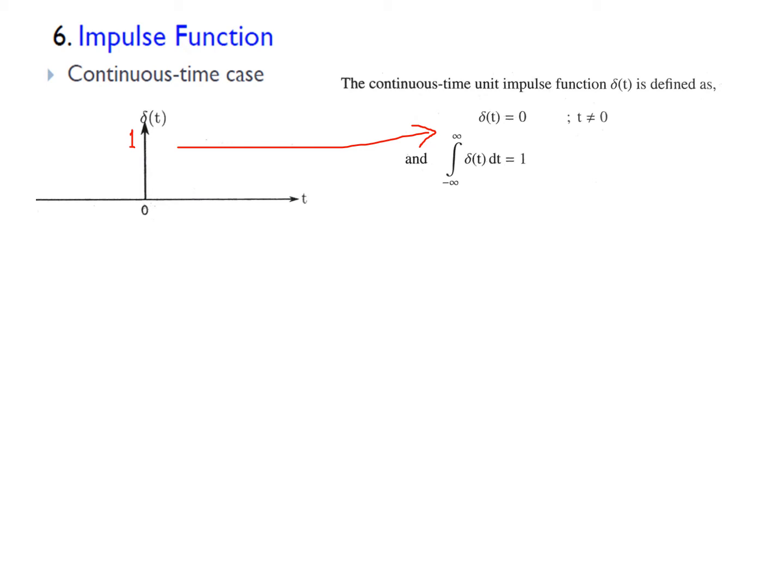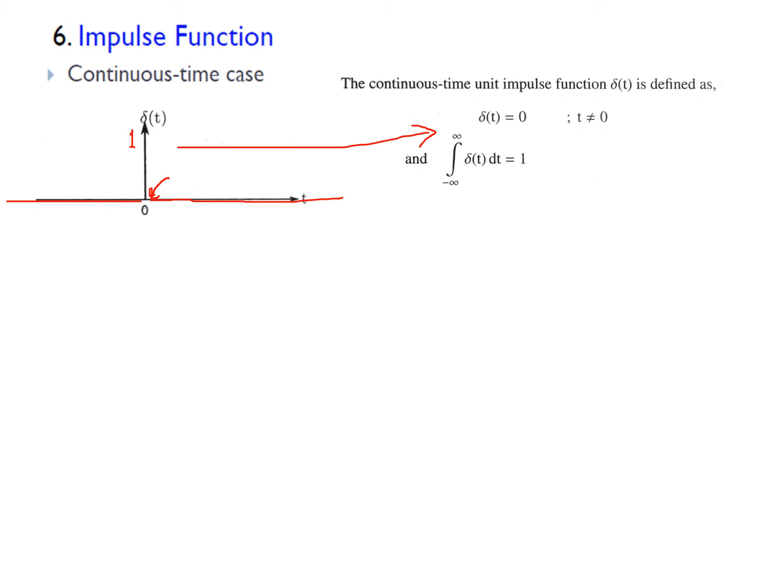For t not equal to 0, delta t is 0. You can see in the graph everywhere it is 0. Here it is 0. Everywhere for t less than 0 also it is 0. Only at t equal to 0, that is at this instant, only here it is existing, such that the integration of that signal will be equal to 1. That means the signal exists only at t equal to 0.